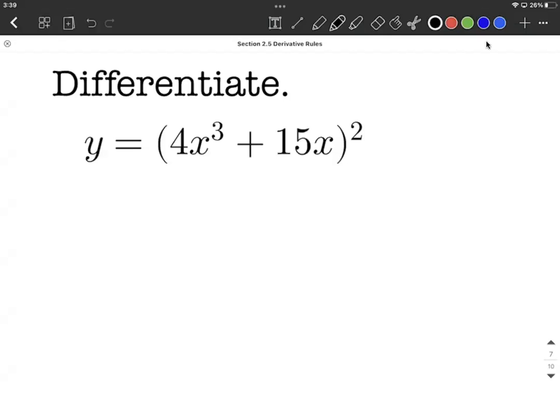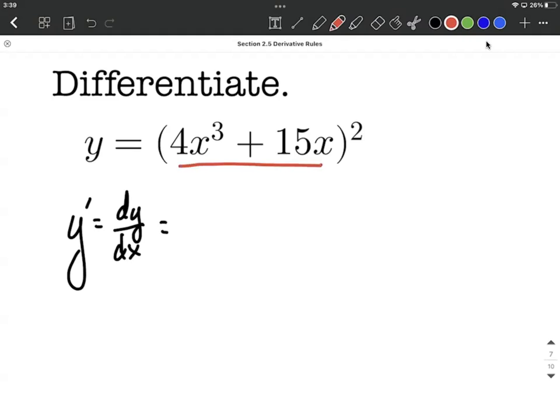Okay, let's differentiate this function. So to differentiate, we want to find the derivative y prime, or we could also write this as dy over dx. But in this case, what we have is a function inside of another function.